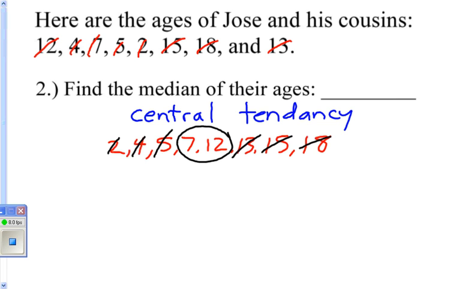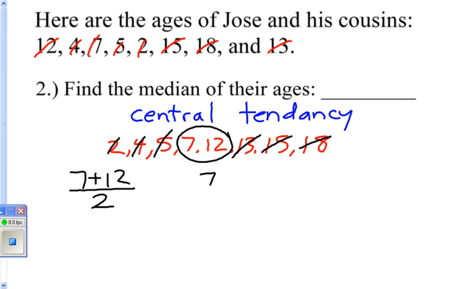Now, we can't have 2 numbers for the median. We need to know what is in between 7 and 12. How can we do that? We can add 7 and 12 together and then divide that total by 2. That will help us to find what is in the middle. So let's go ahead and do just that.